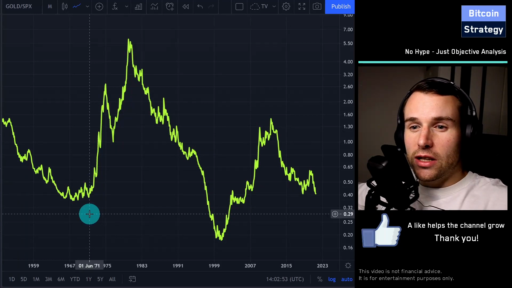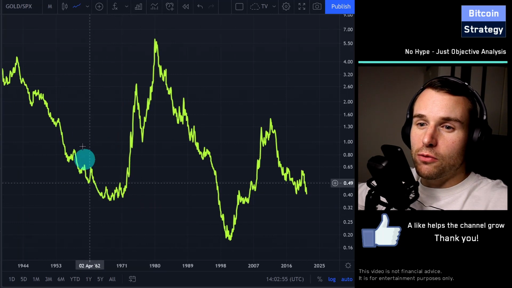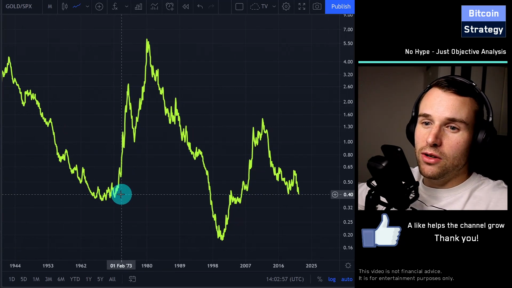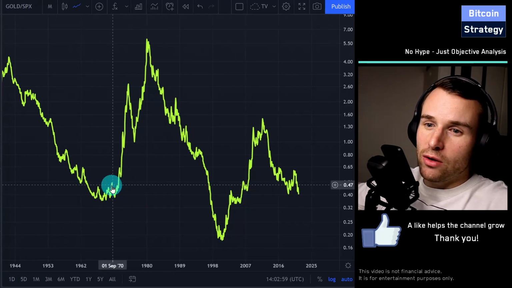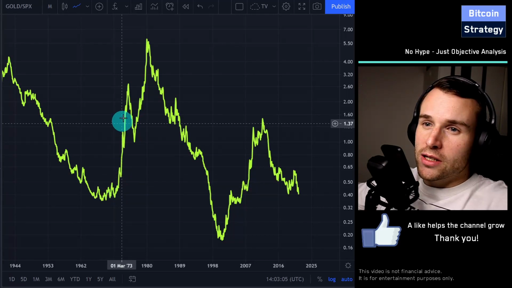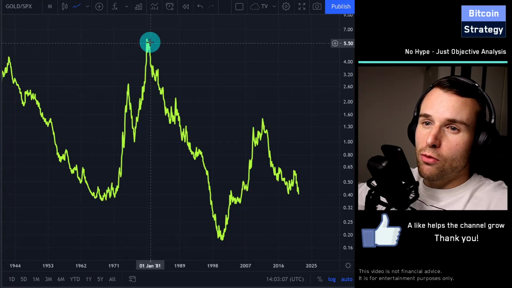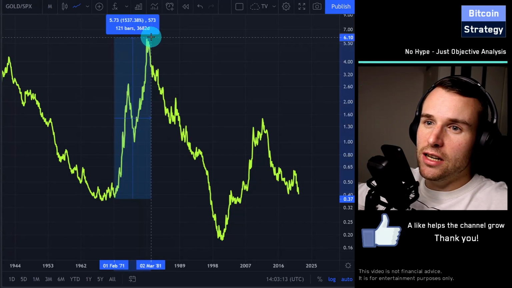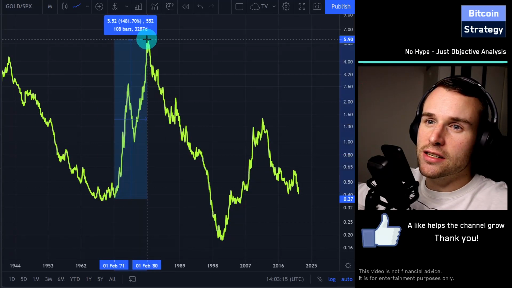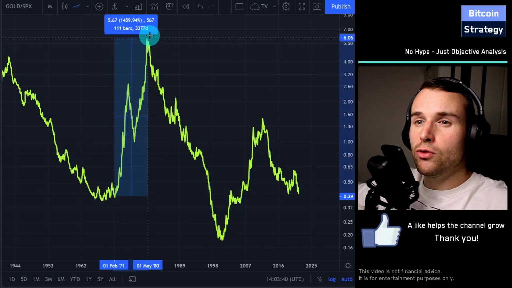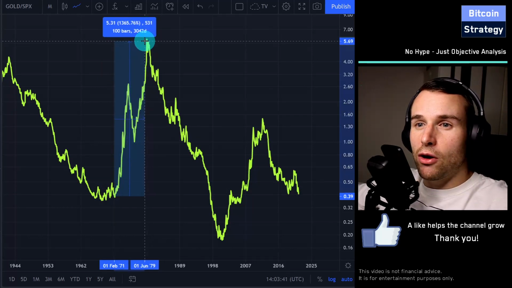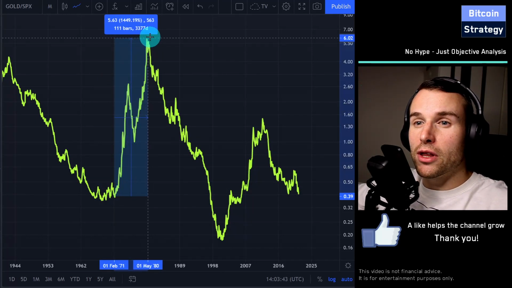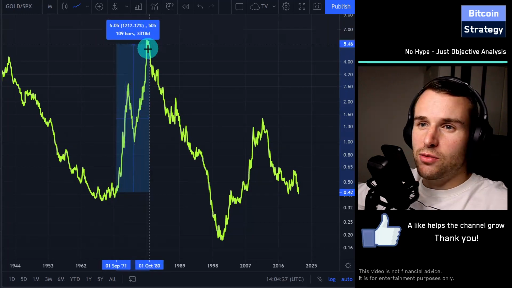And so when you look at this gold chart over here compared to the S&P 500, we can see that once Bretton Woods fell, the gold price went up. It shot through the roof. And this rally lasted around 10 years, a bit less than 10 years. And the gold price grew relative to stocks by more than 14x. So that's pretty impressive, right?